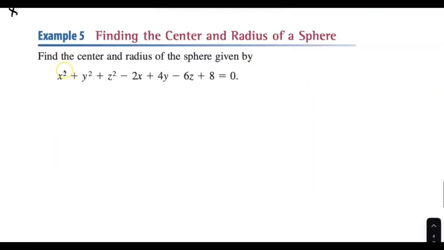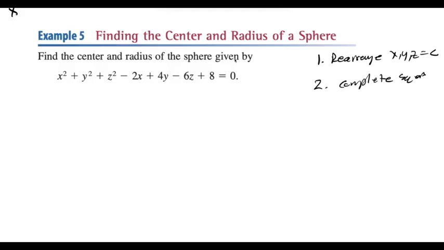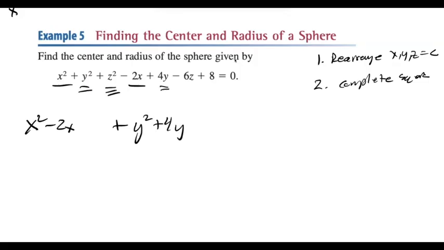Example 5. Find the center and radius of the sphere given by this. This is conic section review. We're going to do the same thing we did with conic sections. We're going to rearrange all the x's, the y's, the z's, and set it equal to some constant. And then we're going to complete the square. So let's do that. Rearrange it. X squared minus 2x. And then next we're going to do the y's. Y squared plus 4y. And then we'll do the z's, z squared minus 6z.